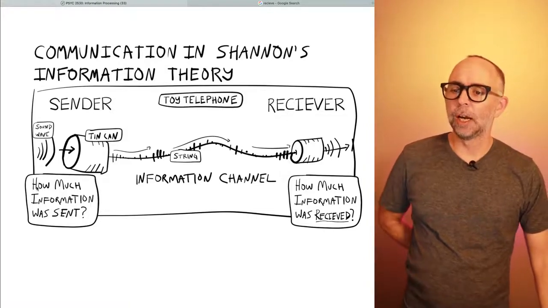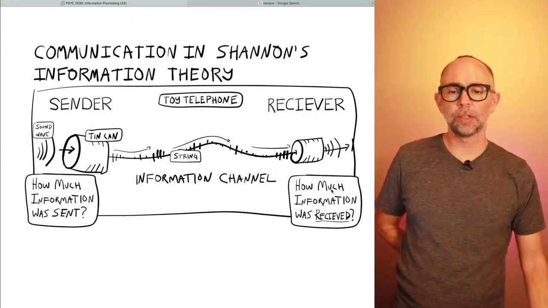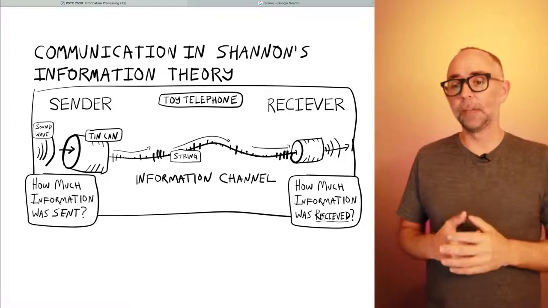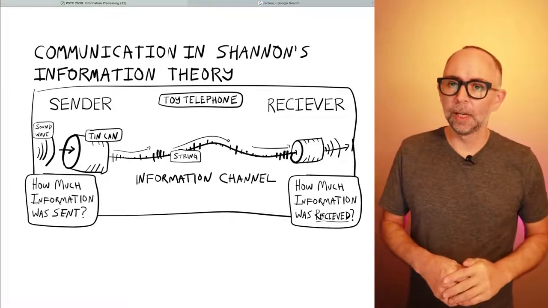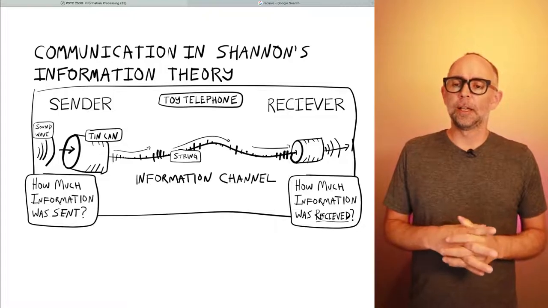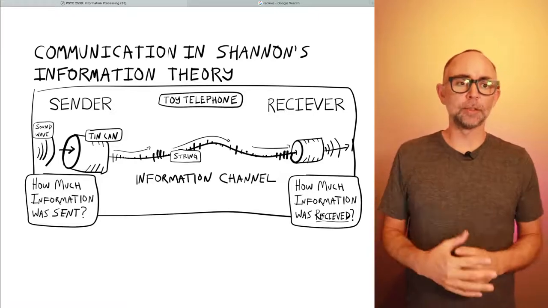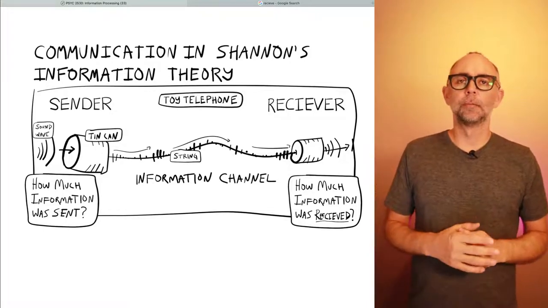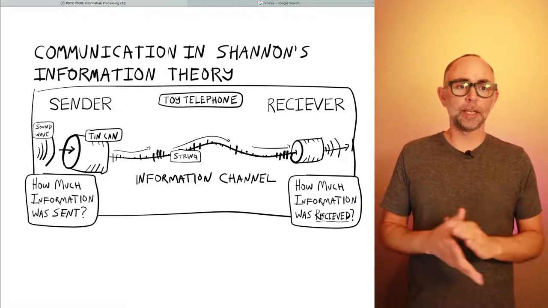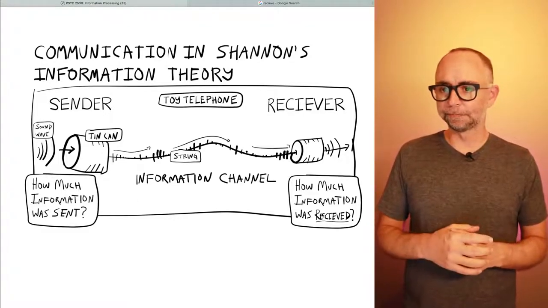We could have a question: how much information was sent when you send a message? And another question could be, okay, I sent all that stuff. How much of it actually got through on the other end? How much information was received? And Shannon was considering these kinds of questions during the time when physical telephone networks were being built. And there's questions about just the capacity of those networks to make and receive calls.